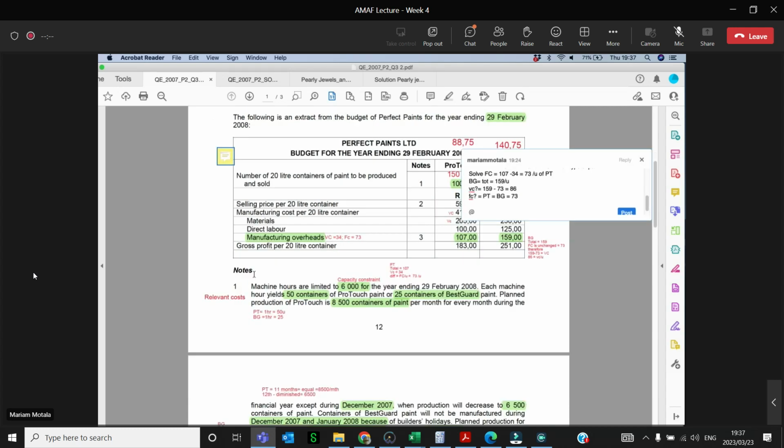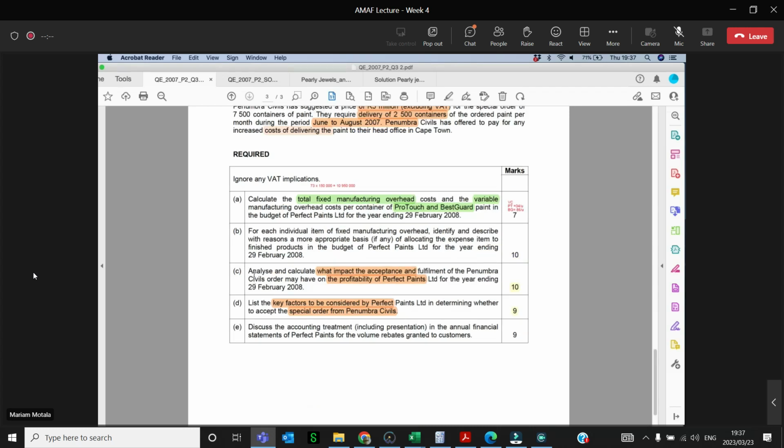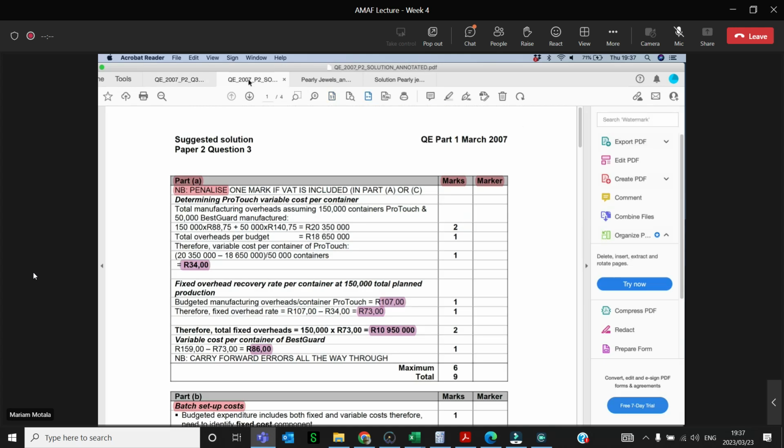And that's where the question that I said you need to look at was the 7-mark question for this evening. Calculate the total fixed manufacturing overhead cost and the variable manufacturing overhead cost per container of ProTouch and Best Guard paint in the budget of Perfect Paints. Did anyone come up to the right solution? Anyone?